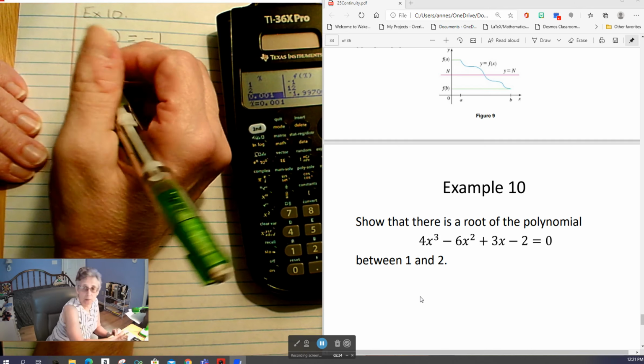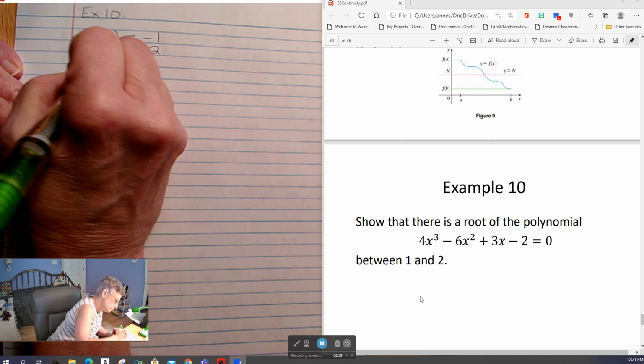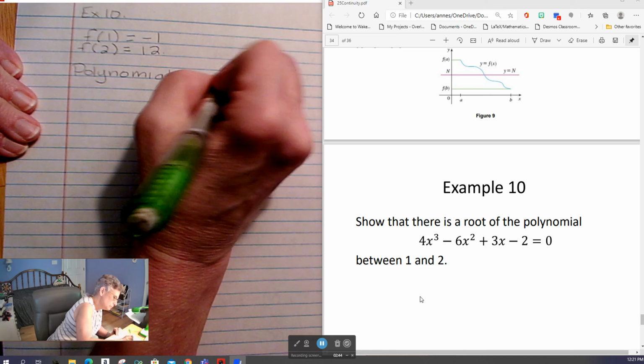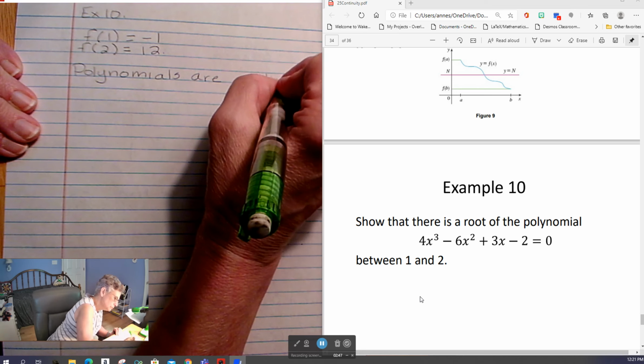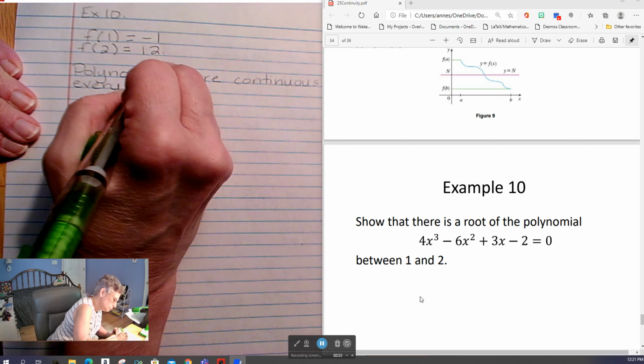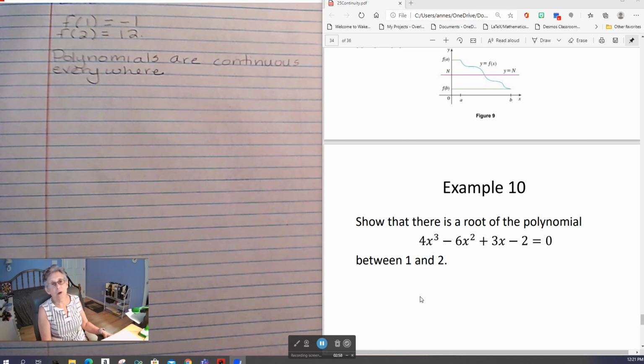Since all polynomials are continuous everywhere, that means that between 1 and 2, the outputs go from negative 1 to 12 without any holes or breaks, so it has to cross the x-axis.